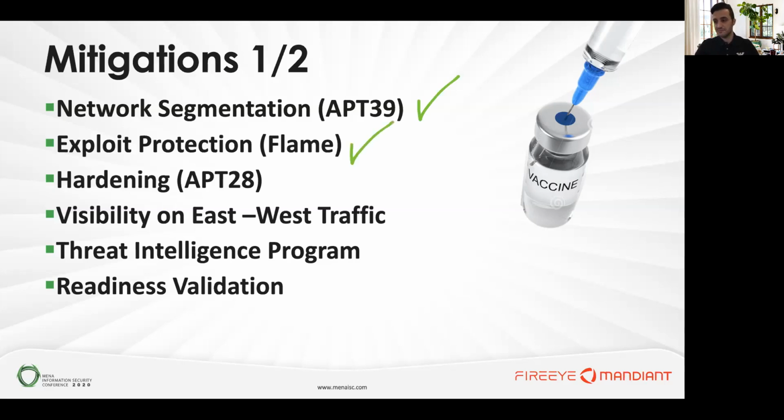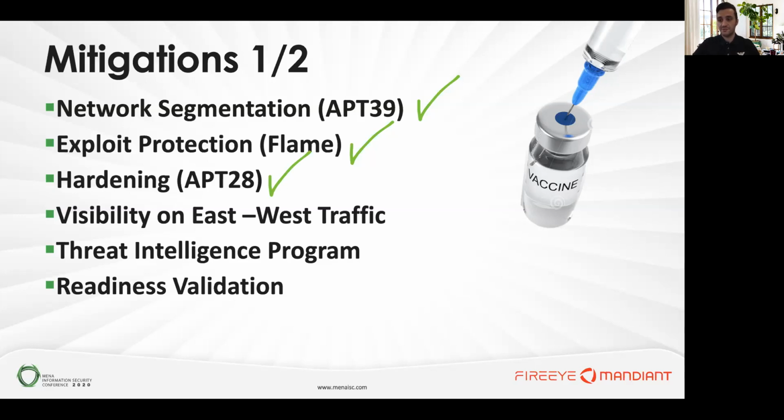Exploit protection. You definitely need to have capabilities to look after the behavior used during exploitation, so you can prevent and stop any malicious behavior. Hardening. Just disable the RDP and the SSH servers if it's not necessary, or disallow or restrict the removable media if it's not required for your business operations.